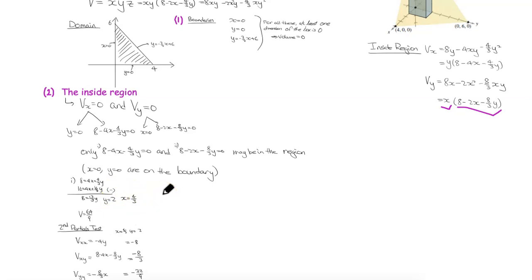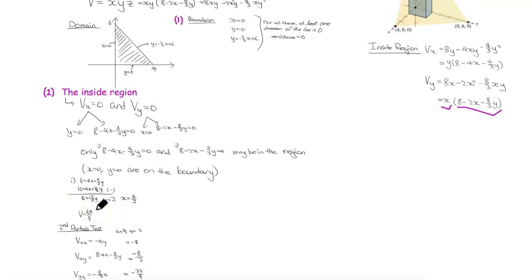The nice advantage of having a closed region, which is inside region plus boundary, and nothing going to infinity, no open parts, is that to find the absolute max and absolute min, all we need to do is plug in all the candidates, find the volume, and then quickly compare. So here we find that V equals 64/9. The other candidates that we had found were V equals 0 on the boundary, so we are confident that this is going to be the absolute maximum.